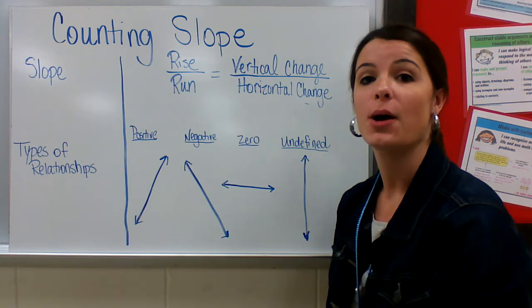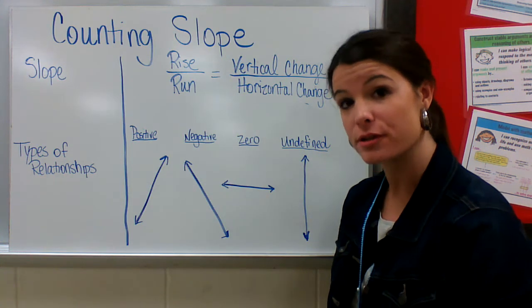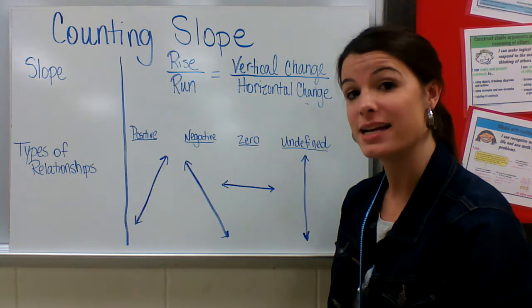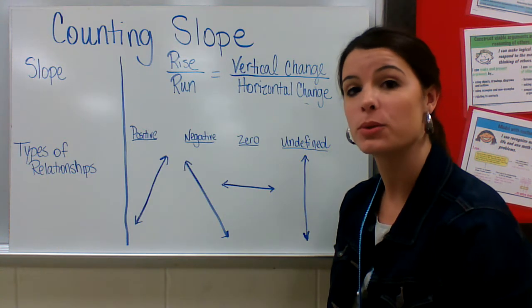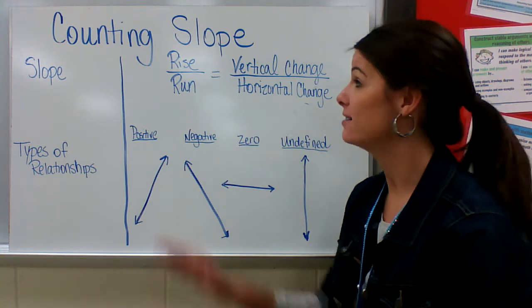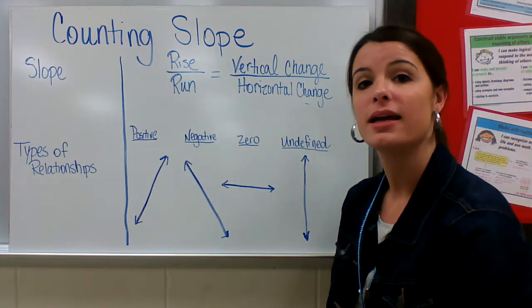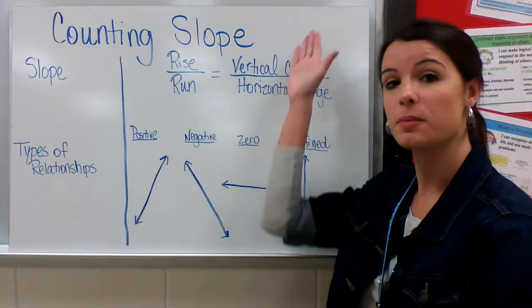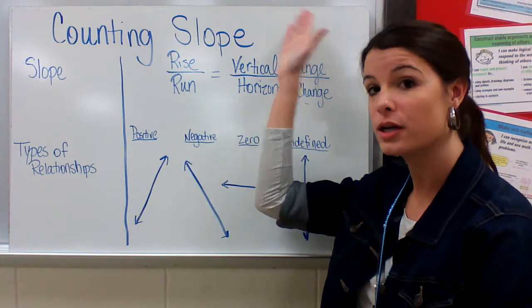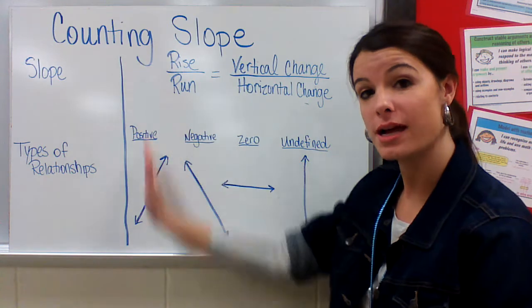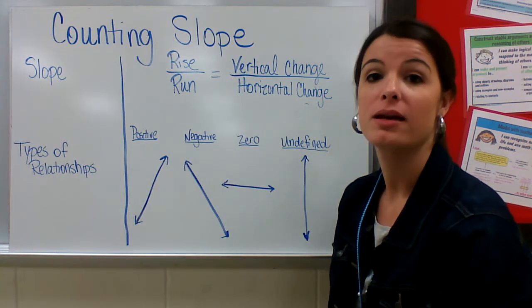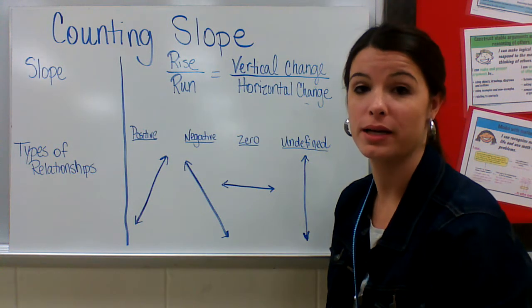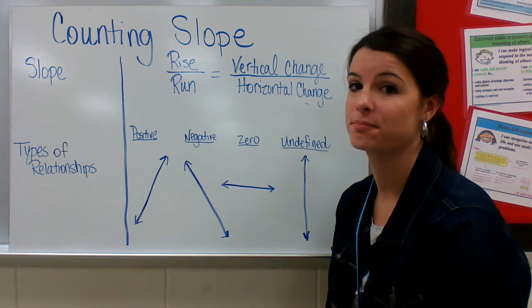Okay, I want you to go get your interactive notebook so that we can take notes during this lesson just like we would in class. I want you to add to the table of contents counting slope, and then I want you to turn to the next blank page and put the topic counting slope. Go ahead and number it in the top right corner, and then draw your line down the left side of your paper. So if you need time to go get your notebook ready, you can pause the video now.